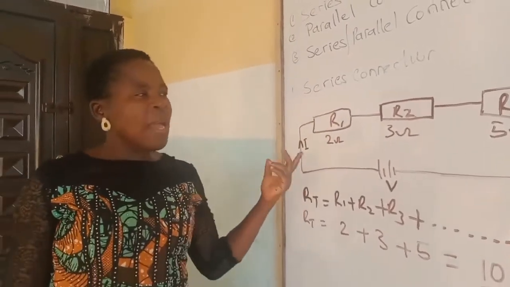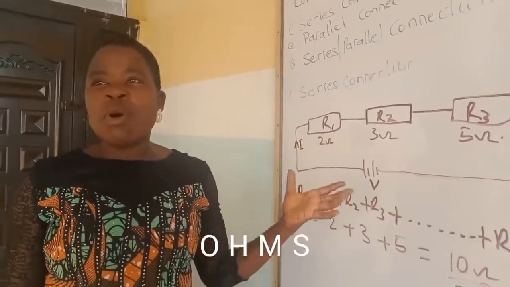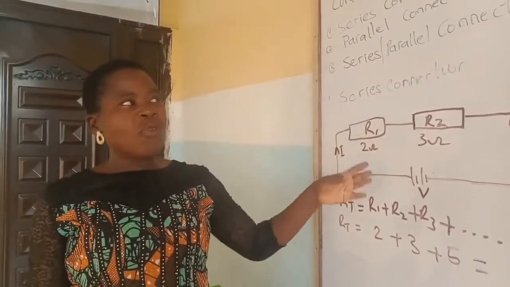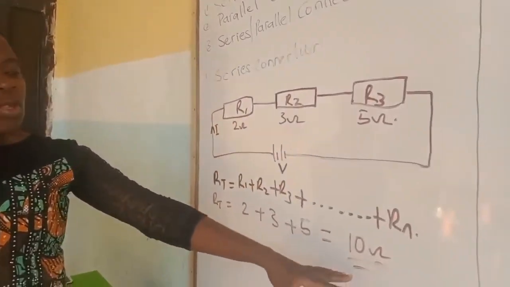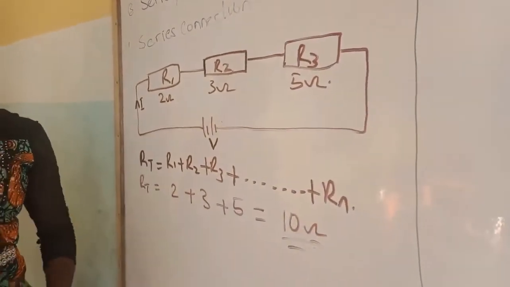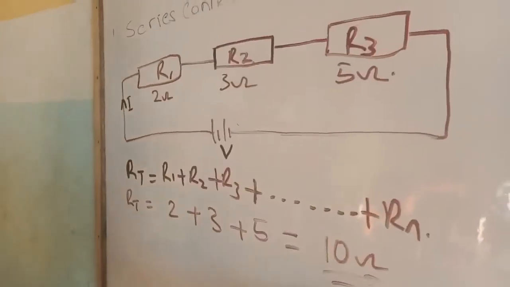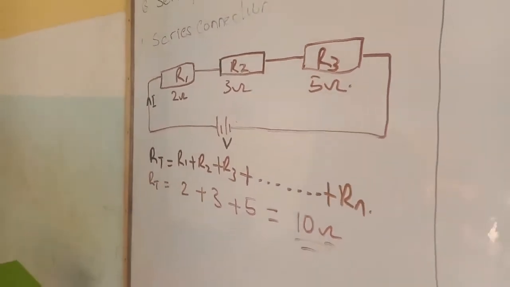Ohms is spelled O-H-M-S, for somebody who may be new to this course, but some of the people that we have taught have already been taught this in the past, that ohms is the ohmic value of the resistor. This is how to calculate the total value of the resistors.